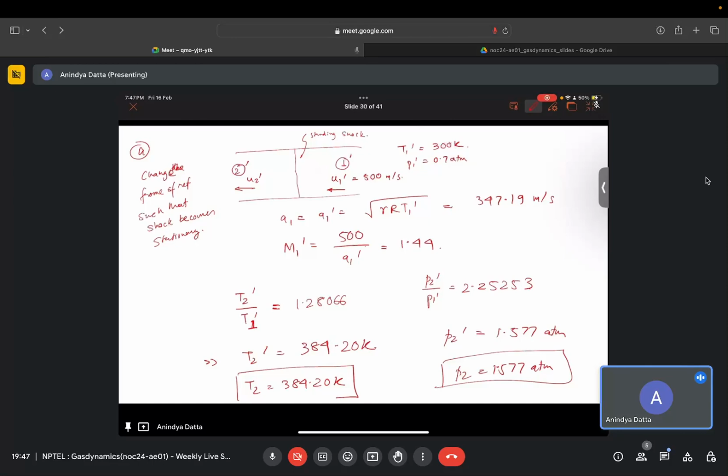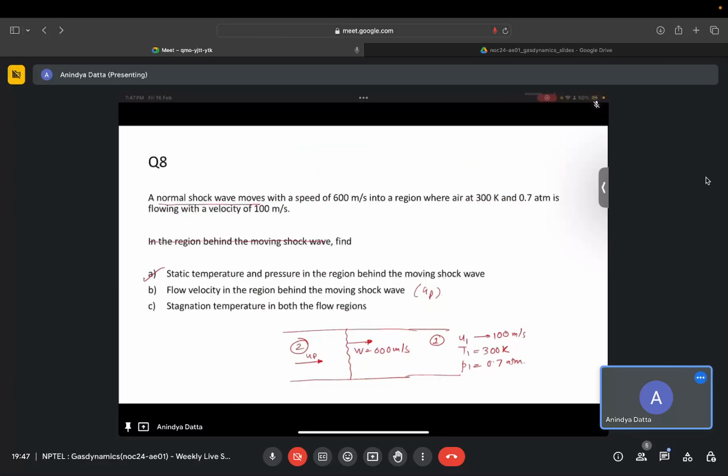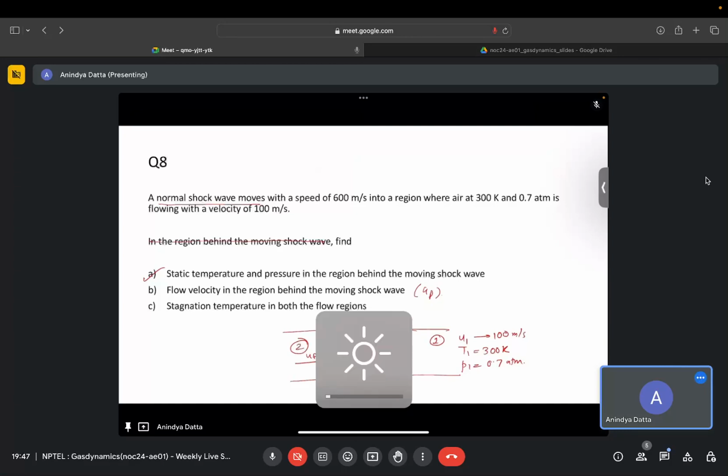And always note that when there is a moving shock, W will be greater than A1, because the speed of the shock wave is always greater than the speed of the sound wave in the region in which it is moving. Only then can the shock wave travel.